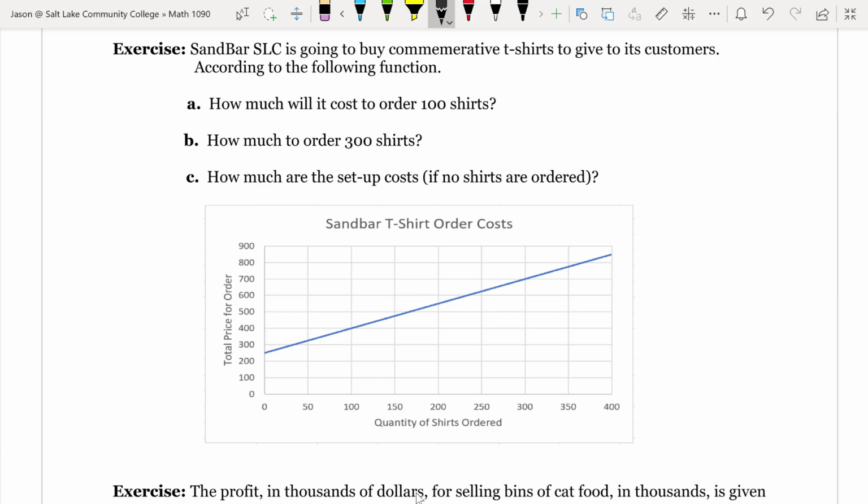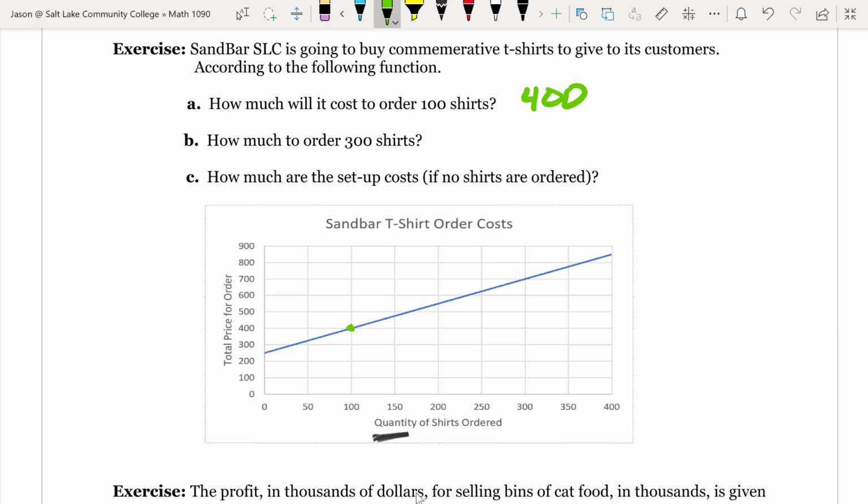How much will it cost to order 100 shirts? So what we're given is the quantity. That's a value on the x-axis here, and we're told 100. That would be this point right there. Now we go over to the y-axis and we see that it corresponds with $400. So it's going to cost us 400. It doesn't say what unit of money it's using, does it? So we'll just leave the units off. We'll just say 400.